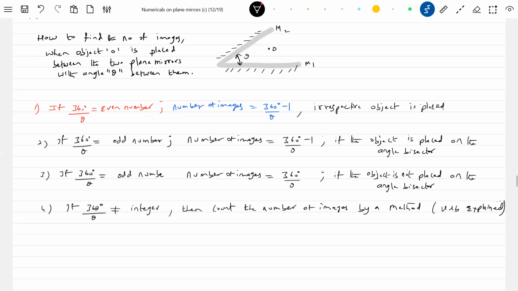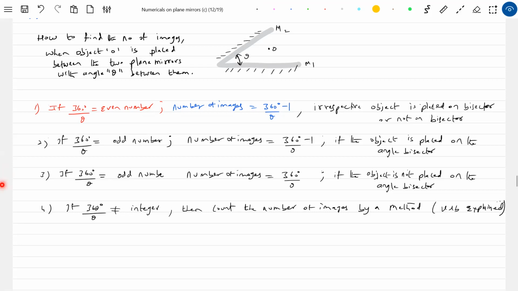Object is placed on bisector or not on bisector. It doesn't matter whether the object is on the bisector or not, as long as 360 by theta degrees is equal to an even number. A good example, 60 degrees is what we have seen. The number of images will be 5 only.